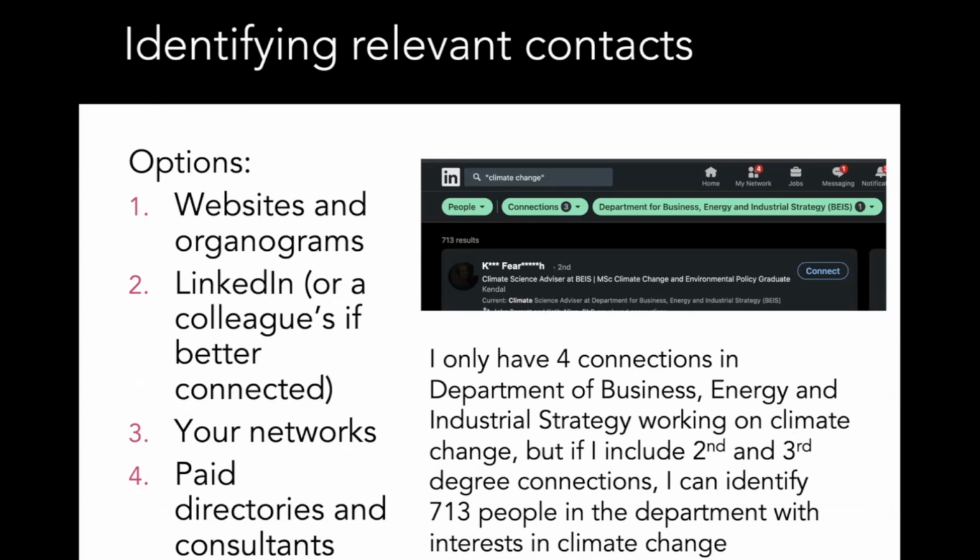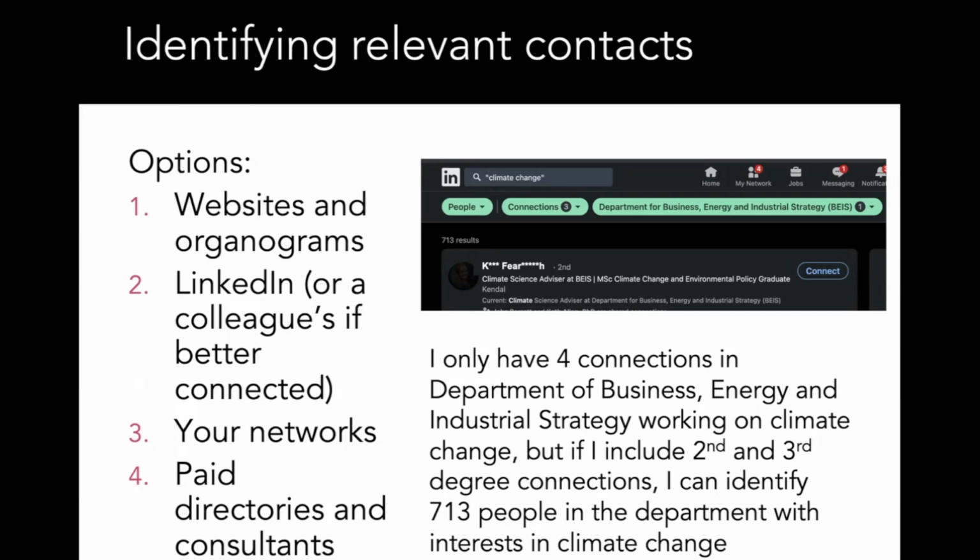I worked out it is DEFRA in my case. Who is the right person? How do I talk to someone in DEFRA, a government organization? Well, the first step is I would go to the government website. There could be an organogram, there could be a directory. In my experience, it's very patchy. Some organizations have good contact information, others it's very opaque.